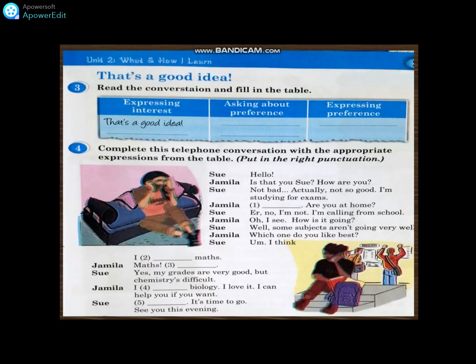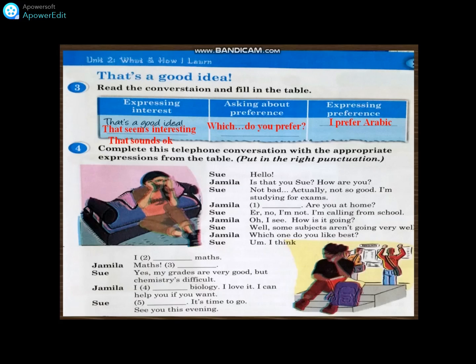Great. Let's correct now. Yes, that's a good idea. We have another example, that seems interesting. And we have another example too, which is that sounds okay. So expressing interest. Okay? Now, asking about preference. In the text we have one example. Which do you prefer? It's a question asking about preference. Very good. Expressing preference. We have one example in the text which is I prefer Arabic. Very good.